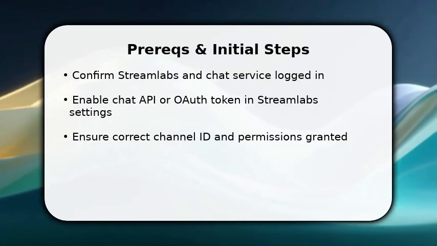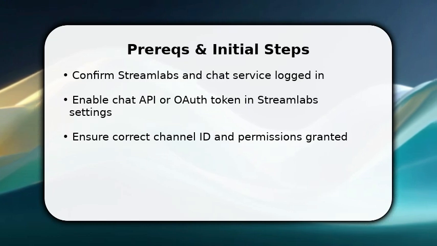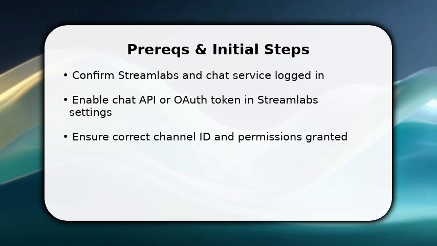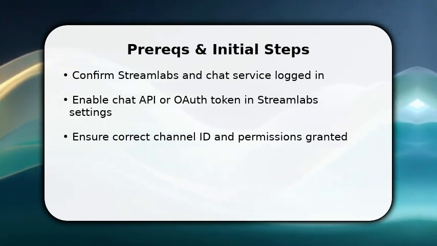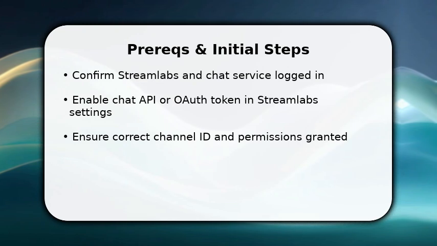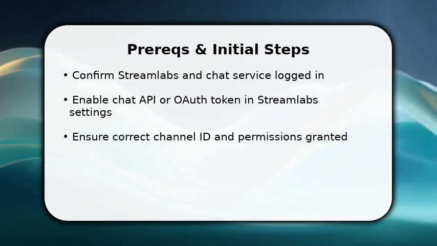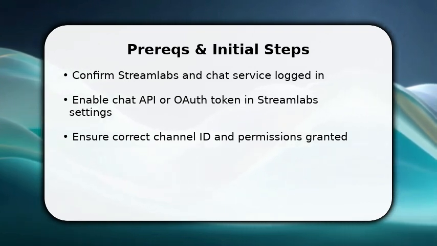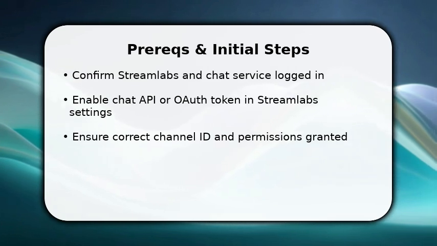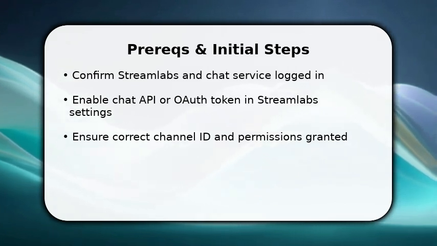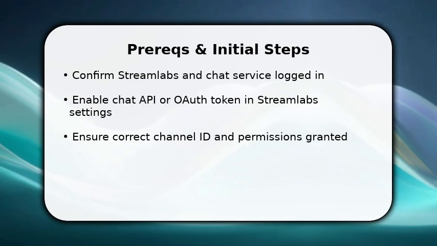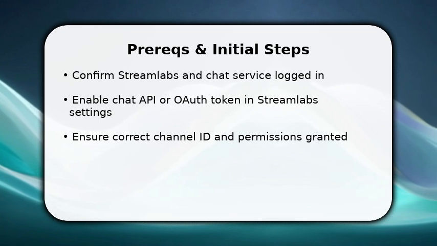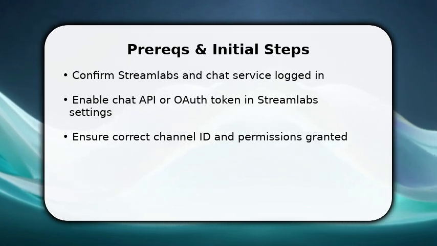You'll start by confirming prerequisites. You're logged into Streamlabs and the chat provider, and you have admin rights. Go to Settings and locate the Chat or API section. Generate or paste the OAuth token where required. Once done, enter the exact channel ID and grant read/write permissions so messages flow. Make sure your firewall or network rules allow outgoing WebSocket connections. This avoids connection blocks. These steps establish credentials and basic connectivity before moving to detailed setup.